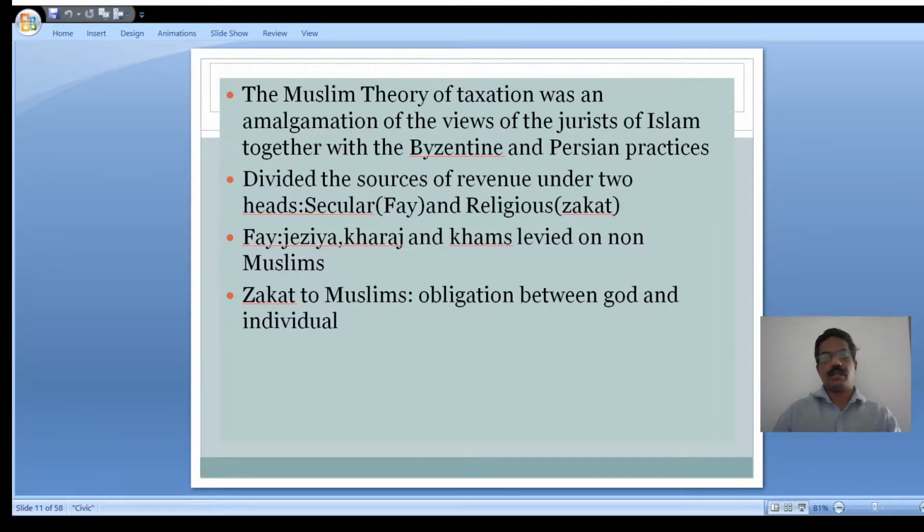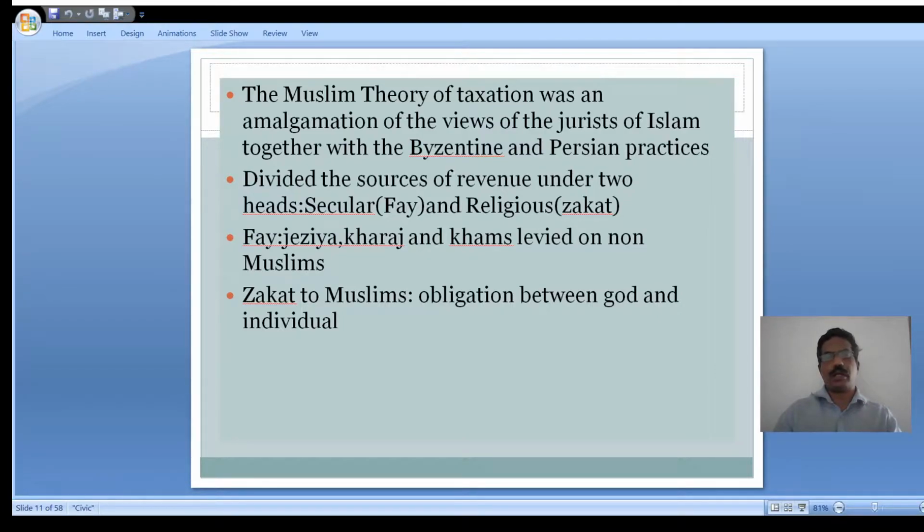Basically, they followed an economic theory that was propounded by the Hanafi school. The Hanafi school of economy prevailed in Central Asia, especially in Abbasid times. So the economic policy and taxation policy of the Islamic state was highly influenced by the economic policy of the Hanafi school.